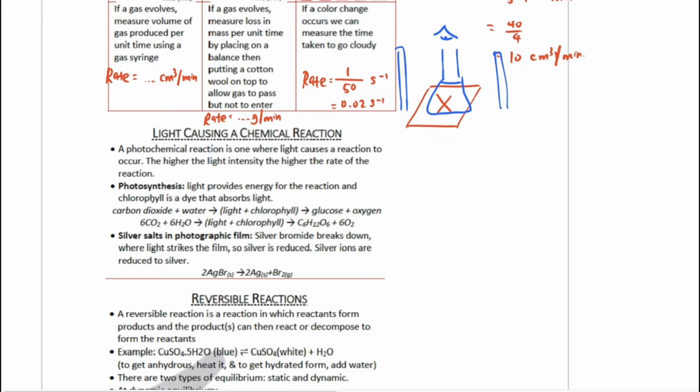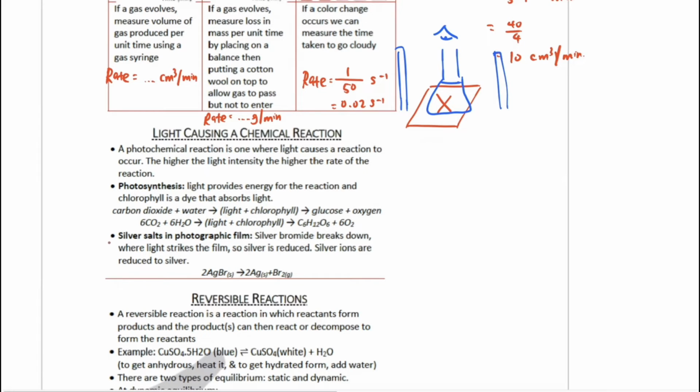Okay, so chlorophyll is the one in the leaf. So carbon dioxide plus water, photosynthesis by using light from the chlorophyll, and then they form products, glucose and oxygen. Okay, so this is light which affects the chemical reaction, affects the rate.